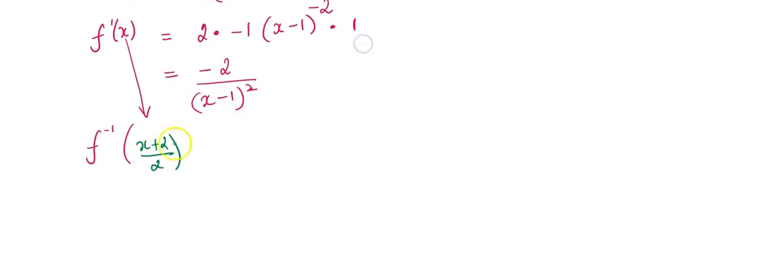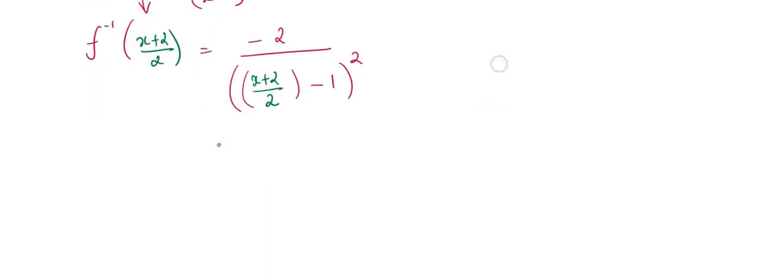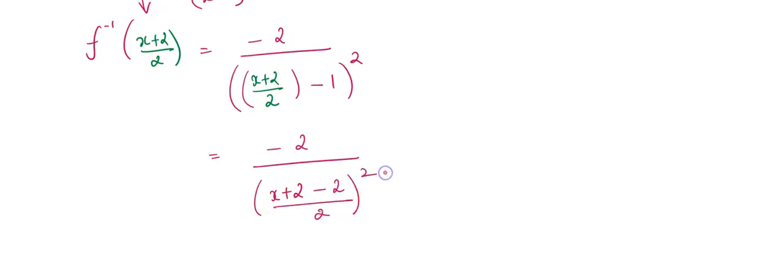I need to find it at x plus 2 over x. So that's going to be negative 2 over, in the place of x, I now have to replace it with x plus 2 over 2. You have to do computation here that involves complex fractions, and then you do all the squaring. Let's do that quickly. x plus 2 minus 2 over 2 squared.